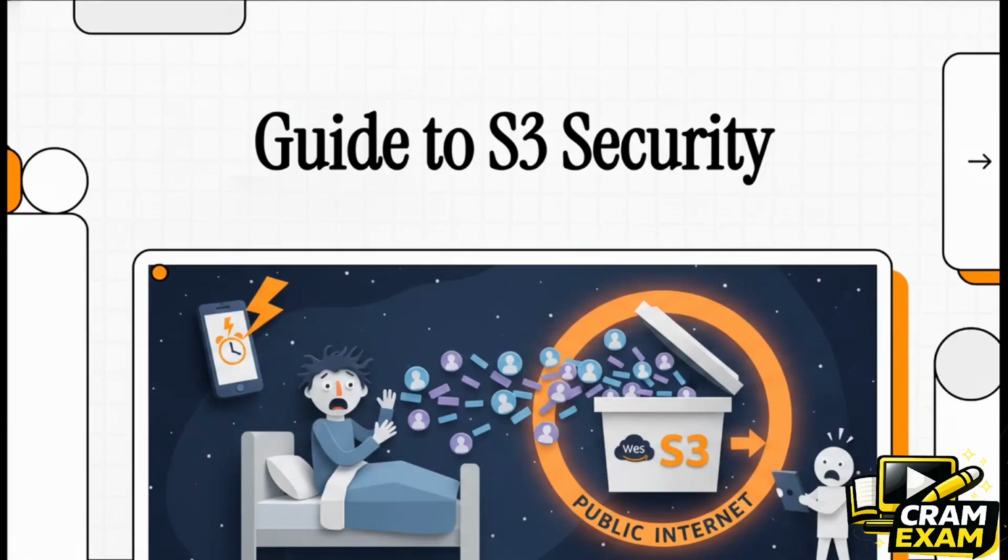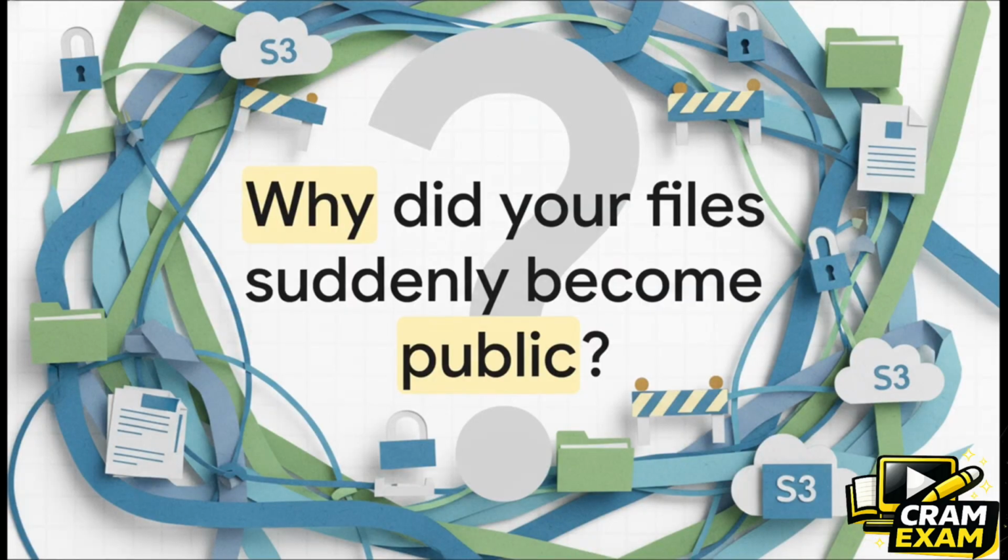So picture this. You wake up to a phone call at 3 a.m. A security researcher just found your company's entire database of user profiles floating around on the public internet. You completely panic. You rush to check your AWS account, and sure enough, your Amazon S3 bucket is wide open. But how? You know for a fact you never clicked Make Public. Why did your files suddenly become public?